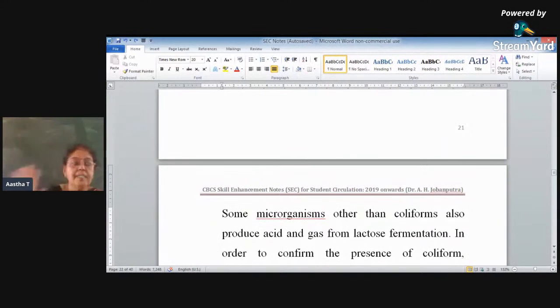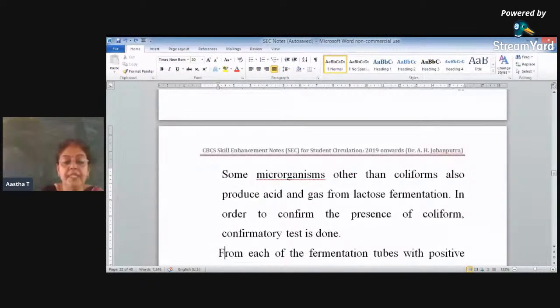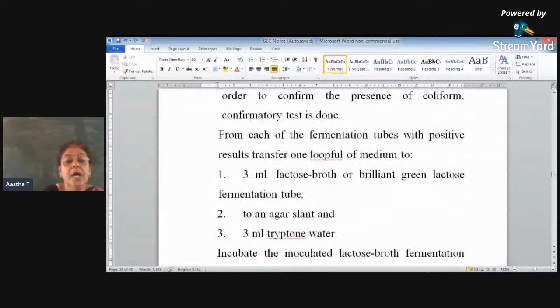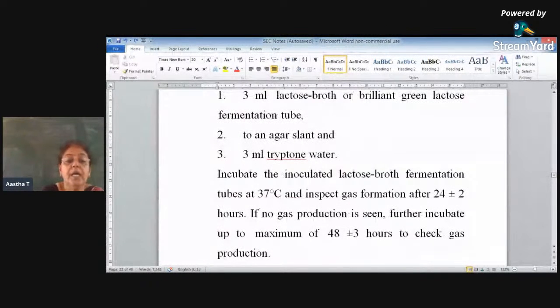Those positive tubes are further used for which test? Confirm test. Now we will confirm whether the tests were really positive or not. So here 3 ml lactose broth or brilliant green lactose fermentation tubes are used. Agar slant is used, and 3 ml of tryptone water is used. 3 sets of tubes are used, and they are inoculated from the tubes which were positive in the presumptive test.